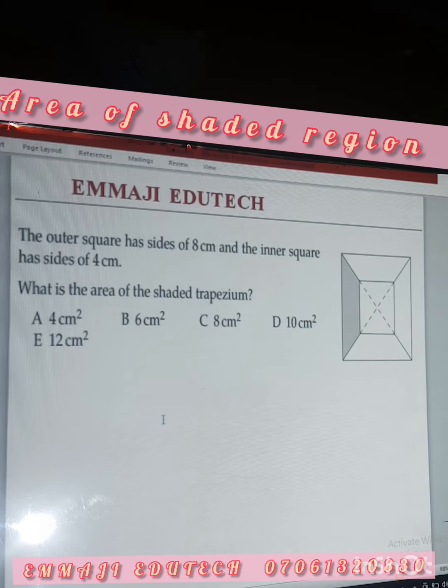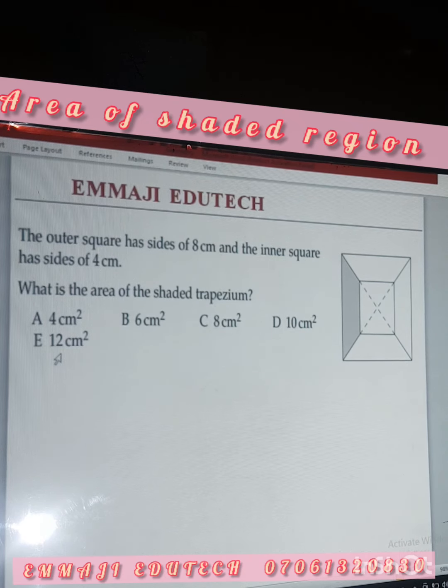Today, I will be handling a question from my 4 to 6 scope of work. Now, the question states, the outer square has size of 8 cm and the inner square has size of 4 cm. What is the area of the shaded trapezium? Option A, 4 cm squared, B, 6 cm squared, C, 8 cm squared, D, 10 cm squared, and E, 12 cm squared.